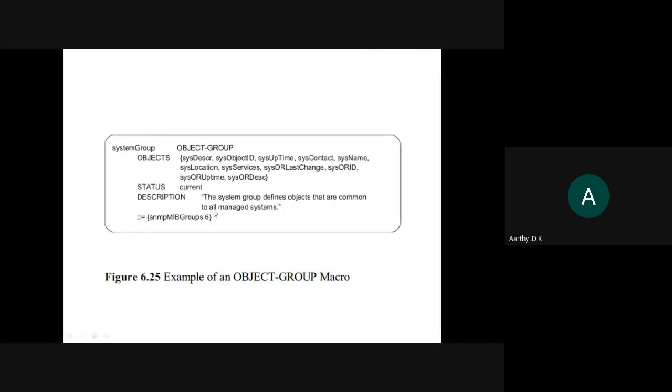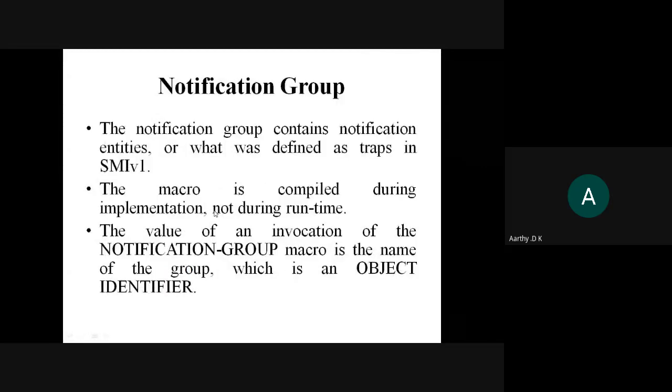This is an example for object group macro. And the next one is notification group macro. As I told you, notification group macro is used to tell you what are the different notifications, like traps and all those things. So system up, system down, link up, link down, it has reached a particular threshold. If you need to specify some kind of notifications, then we can group them. We can group notifications which are similar or which have a particular working principle. So those notifications can be grouped together. That is done by the notification group macro.